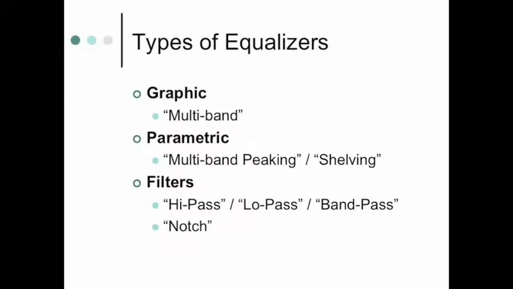Types of equalizers. These are the big overall categories of what types of equalizers exist in terms of the architectures. And they're all useful for various things. There's a graphic EQ, a parametric EQ, which is multiband peaking and shelving, and then filters. Most people call that a different category. I kind of connect them with parametric EQs because most plugins give you filters and parametric EQ all in one plugin. So let's start with graphic EQs and what they're good for.